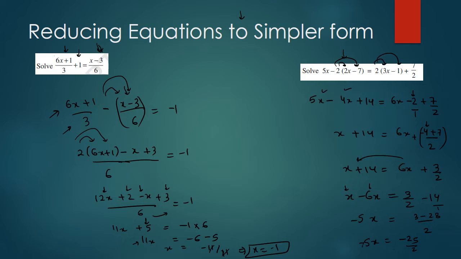Minus gets cancelled with minus, and if you take, let me do it here, x becomes 25 by 2 and 5 will go in division because 5 is in multiplication with x. 5 5s are 25. So x we got as 5 by 2, right? Let's move on to the next topic.